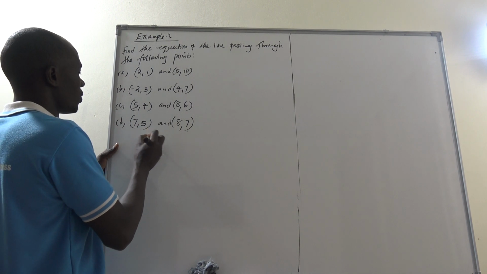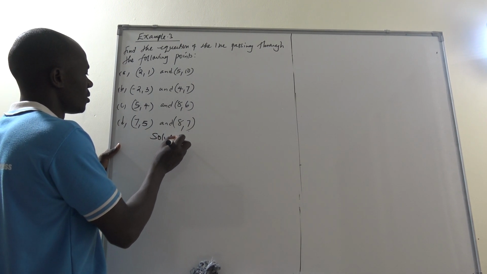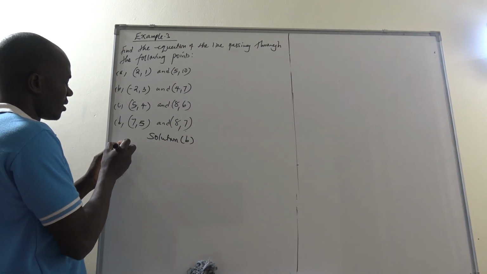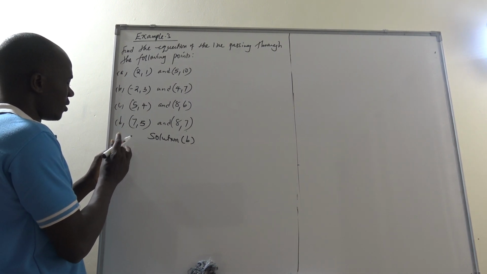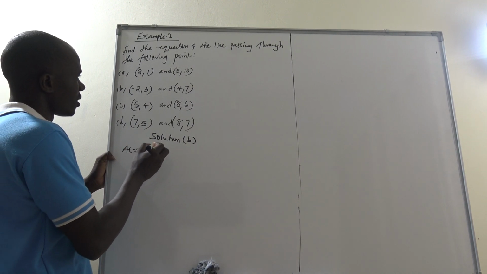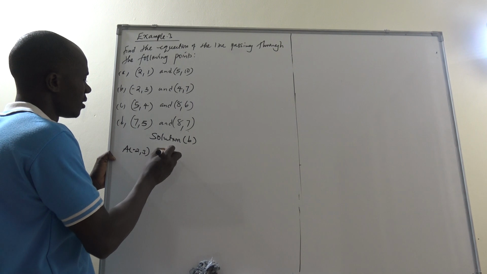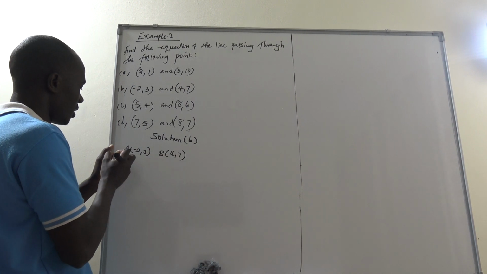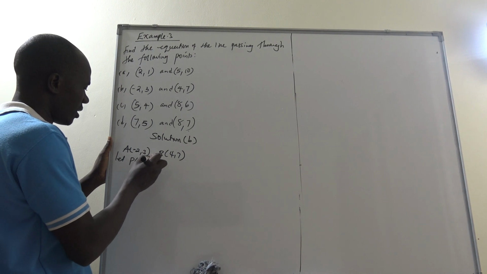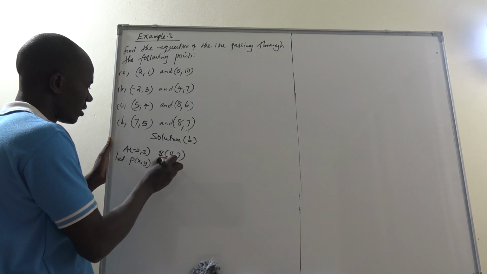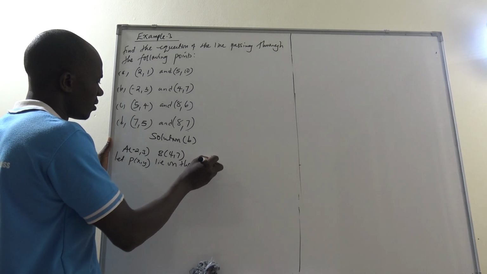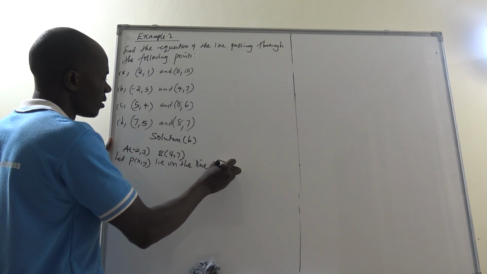So we are looking at the solution for part B. We have point A as negative 2, 3, and point B as 4, 7. Let P(x, y) lie on the line AB.